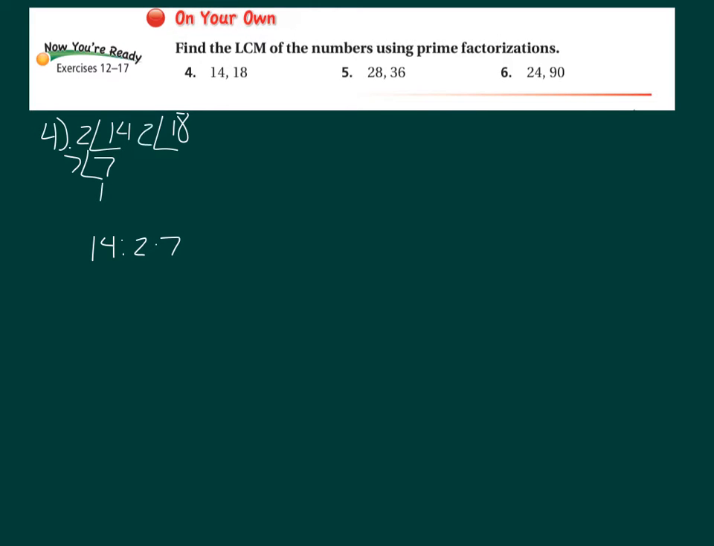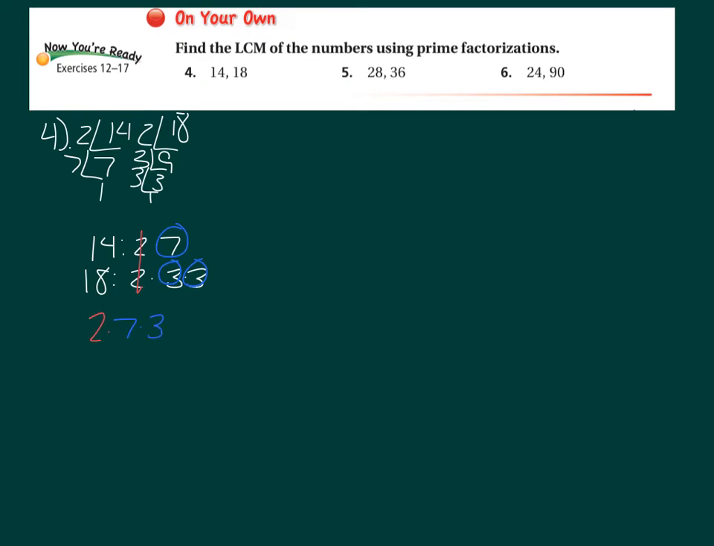18, we break down, 2 goes in 9 times, 2 doesn't go in, but 3 does 3 times, 3 goes in 1 time. So when I write my factors of 18 here, we have 2 times 3 times 3. Again, we take the ones they share, we write down 1 factor of them. Then we take the ones that they don't share and we tack them all on. So there's a factor of 7 and 2 factors of 3 that are not shared.